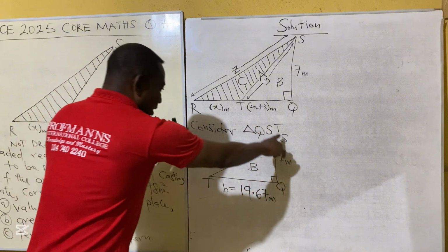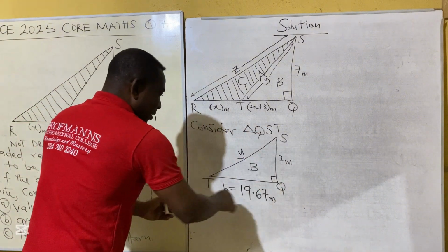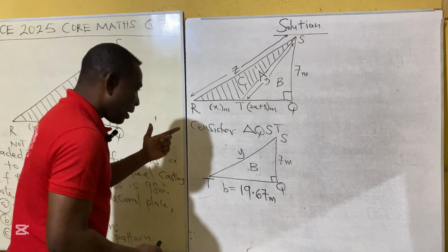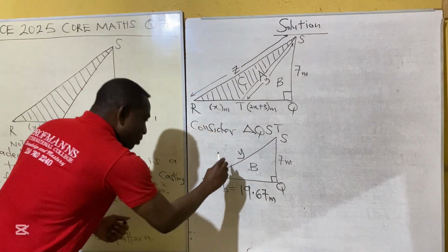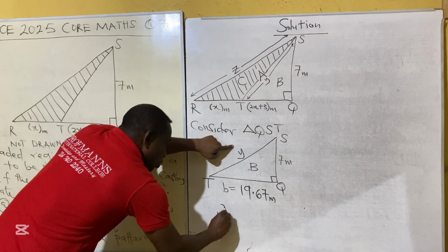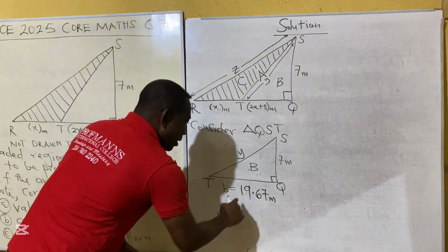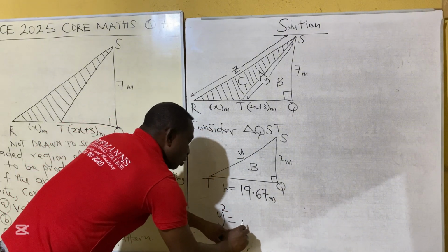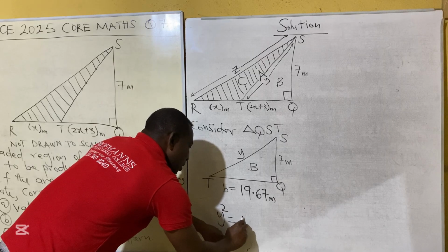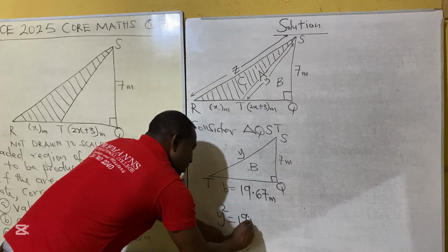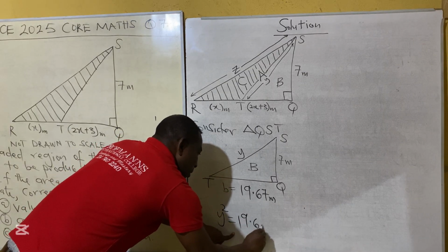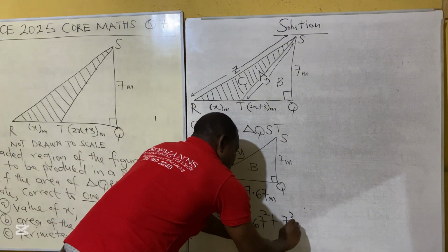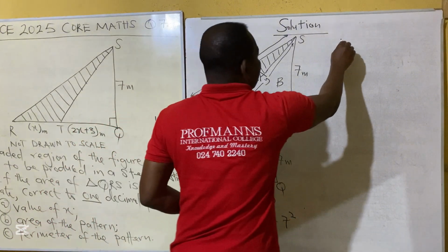So we have extracted the smaller right angle triangle. Using the Pythagoras theorem, we have y squared equal to the base squared plus the other side squared. The base we have already calculated to be 19.67, so it is 19.67 squared plus 7 squared.